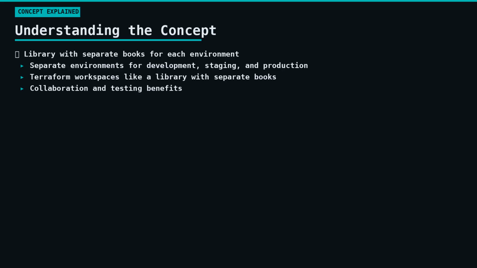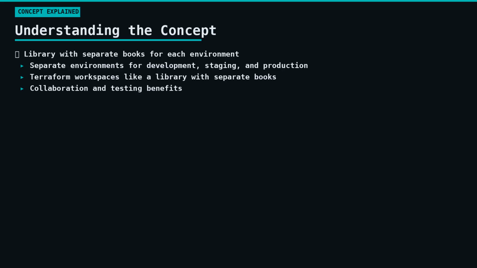Just like how you wouldn't mix your favorite novel with a cookbook, you wouldn't want to mix your development environment with your production environment. Terraform workspaces allow you to create separate environments, each with its own set of configurations. This is useful because you can test your changes in a development environment before deploying them to production. Think of it like a dress rehearsal before the actual performance. You can make mistakes, learn from them, and improve without affecting the actual show.